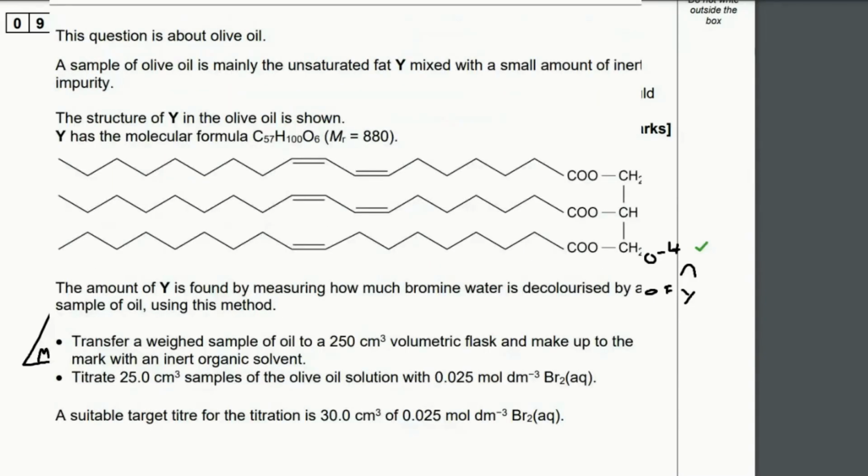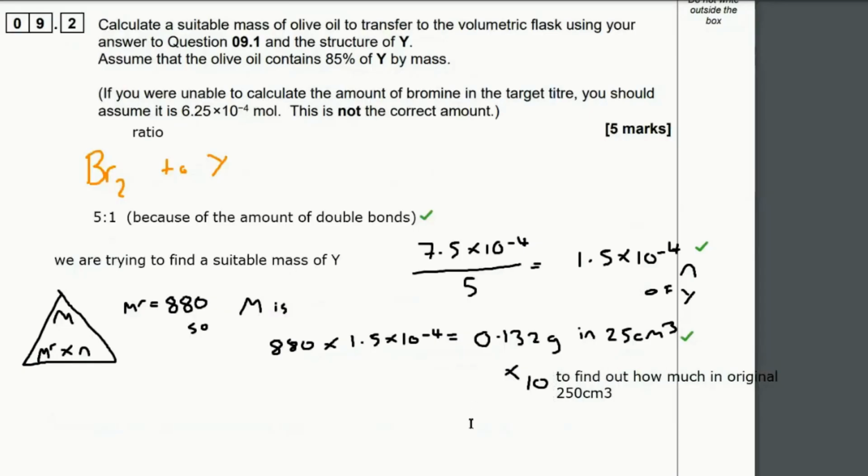but remember that's the mass that's found in only 25 centimeter cubed. If we look at the stem of the question again, we can see that they took 25 centimeter cube samples of olive oil out of 250 centimeter cubed. So we need to multiply by 10 to get it back to the original. So now we know in the original 250 centimeter cubed, there was 1.32 grams of molecule Y.